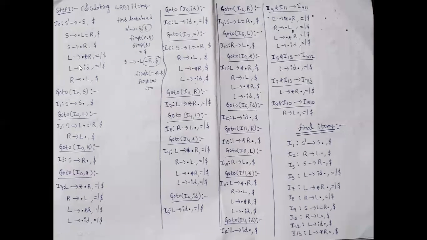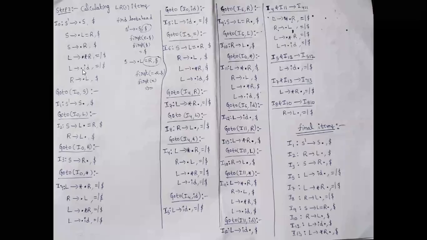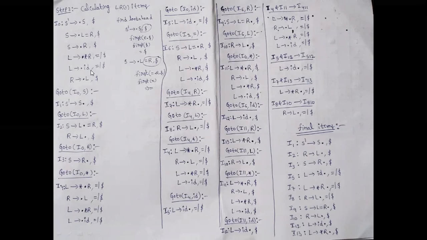Okay. Then we are considering L produces dot ID. So after the dot it is a terminal ID. Is there any productions in the augmented grammar with ID? So there is no productions in the augmented grammar with ID. So no need to expand this one. And here we are considering this statement. So R produces dot L. So here after the dot we have a non-terminal capital L. Then add the productions of capital L. So we have already included the L productions.